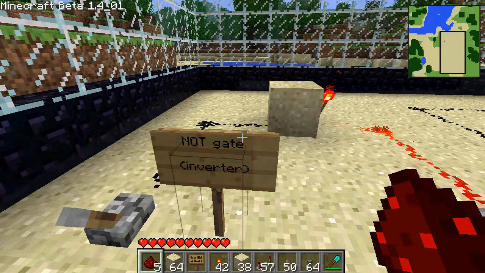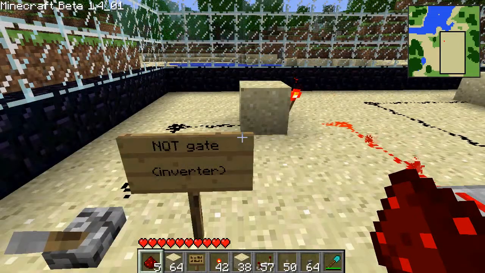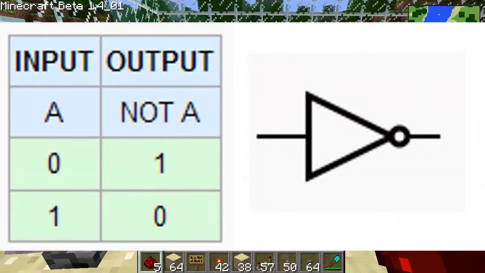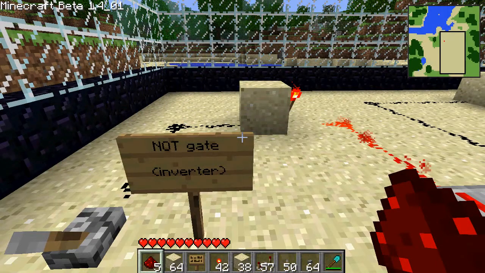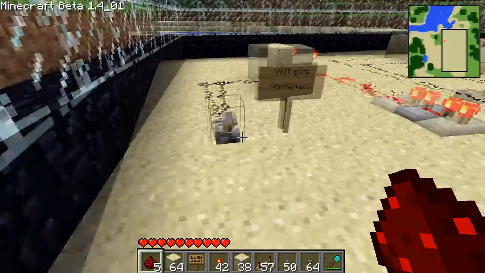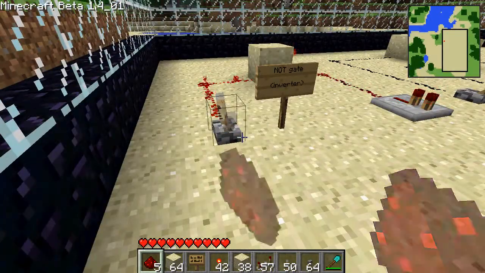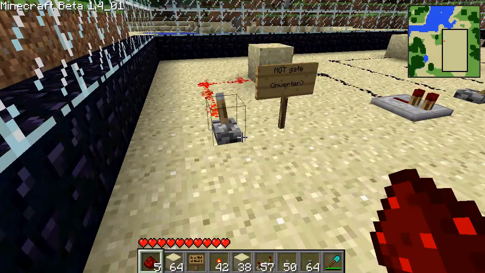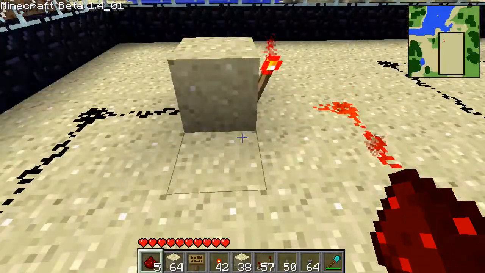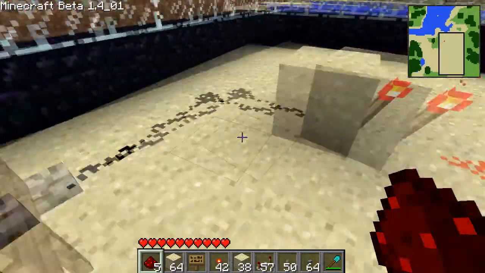First is the NOT gate, or inverter. Here's what the schematic diagram and logic table looks like. Let's give it a try. When the switch is on, the output is off, and vice versa. This is a rather simple component. It's just a block, a redstone torch, and some redstone.